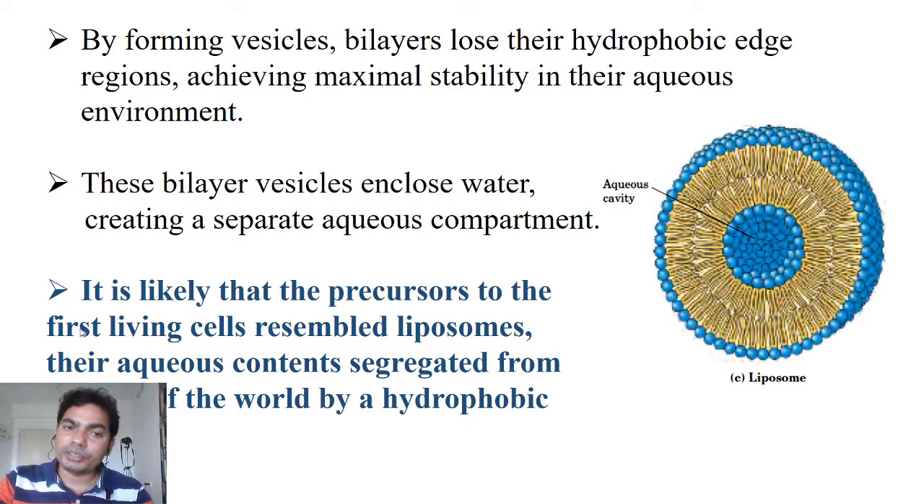So the first living cells resembled the liposome, their aqueous content segregated from the rest of the world by a hydrophobic layer, meaning the whole rest of the world outside is separated by this layer. So inside this aqueous cavity, many organelles can reside, many functions can be done that are not affected by the surroundings. Means not much affected, right? So this liposome may be the precursor for the first living cell.